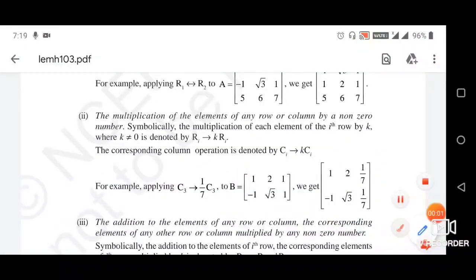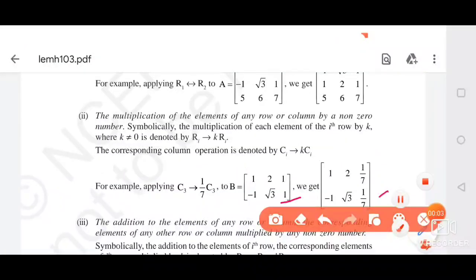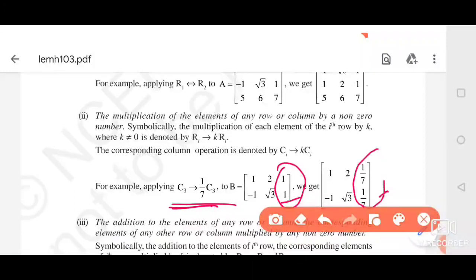So here you look at the third column. Here you will see the third column is multiplied by 1 by 7. And here it is written column 3 is transformed to 1 by 7 into column 3. That means they have multiplied the column 3 by 1 by 7. So, in this way also we can multiply any row or column by a non-zero number. Here the non-zero number is 1 by 7.